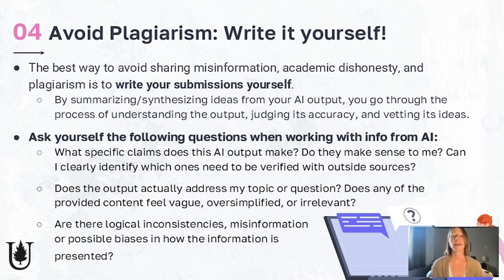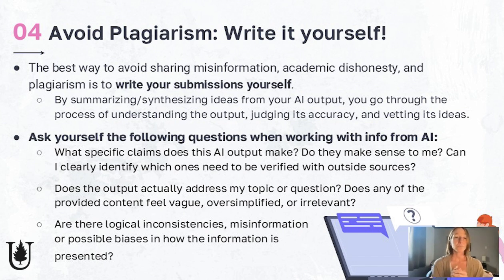When you're working with an AI output, ask yourself the following questions. What specific claims is this AI output making? Do they make sense to me? Do they seem realistic? And can I clearly identify which ones need to be verified by outside sources? Does the output actually address my topic or question? Or does the content feel vague, oversimplified? AI outputs are often just scratching the surface, and they're not really providing the detail that an assignment will ask for. And you can tell as a lecturer when an output seems to have come from AI.